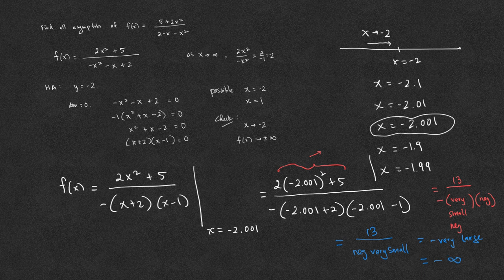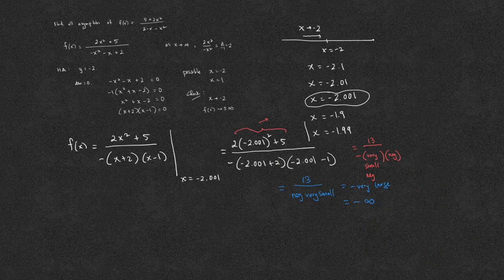And so we say that as x goes to -2 from the left, the function goes to negative infinity, meaning it decreases without bound. And this is the definition of the vertical asymptote. And so we have a vertical asymptote at x equals -2.